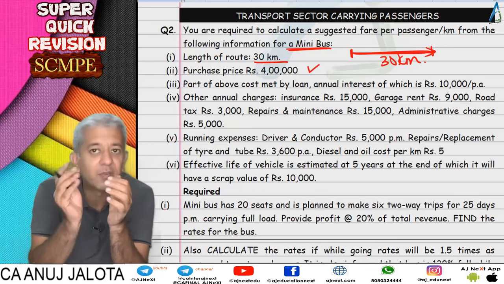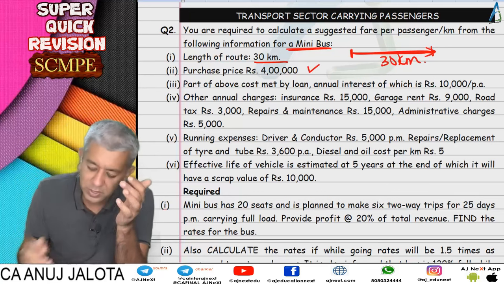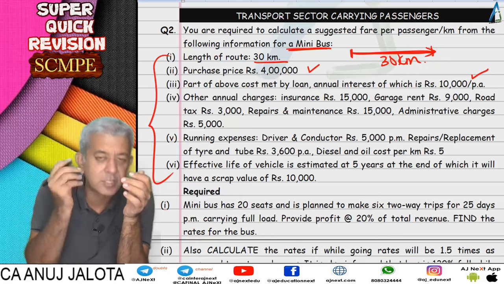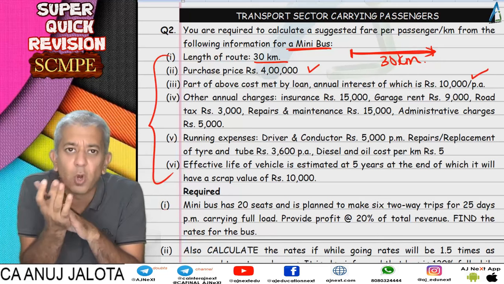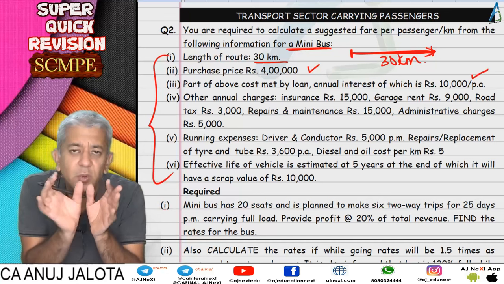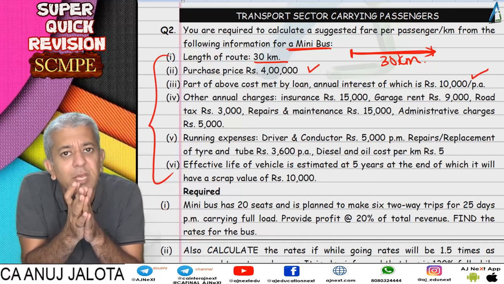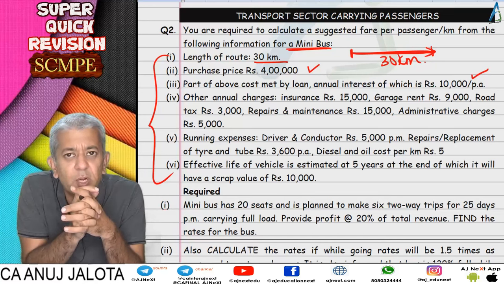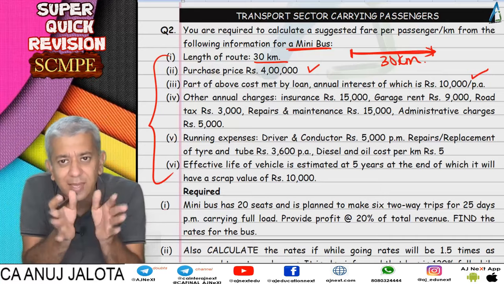Purchase price will be given for depreciation. Try to find out the depreciation. Interest is a cost, you take that particular thing. All other charges were given to you. Whenever all the charges are given to you, just ensure one thing. You decide the period for which you have to make the statement. So we decided that let's make a statement for a year. So all the expenses we gathered for the year.